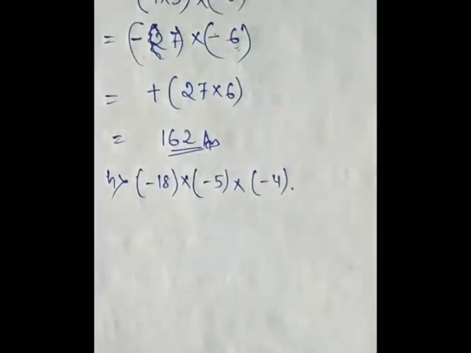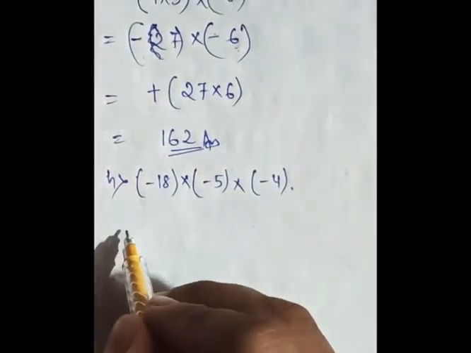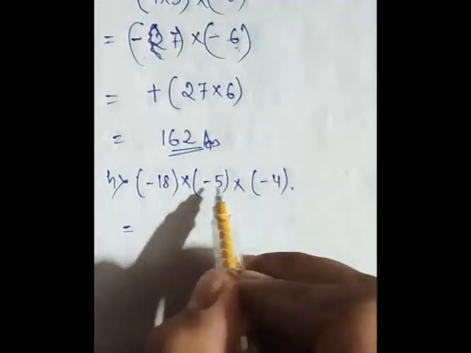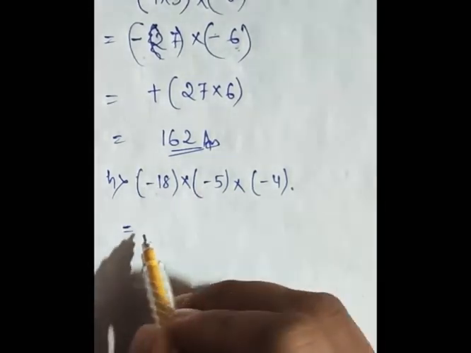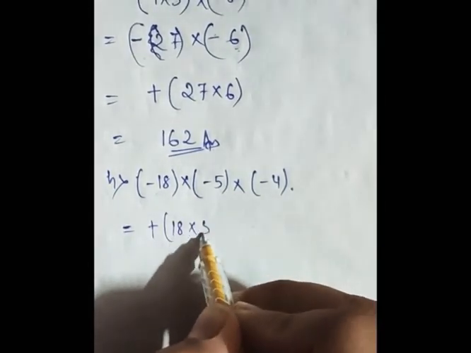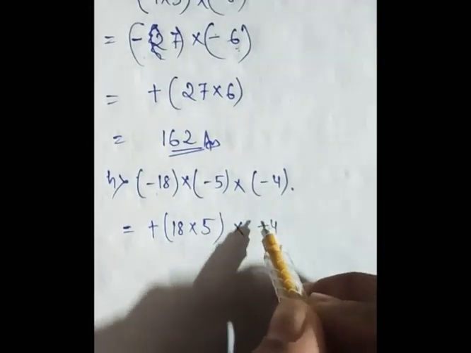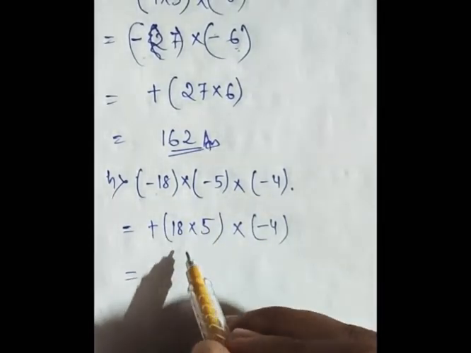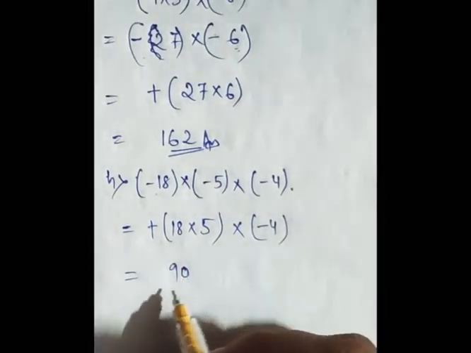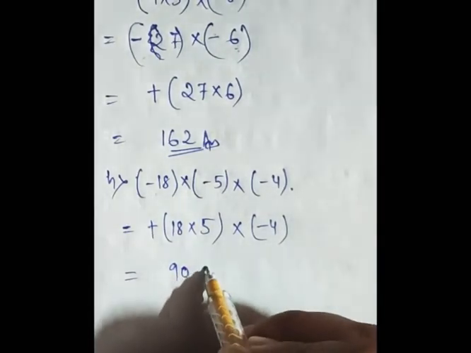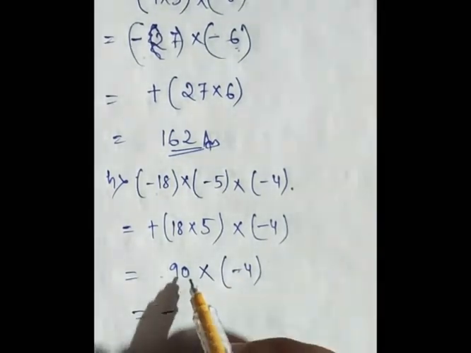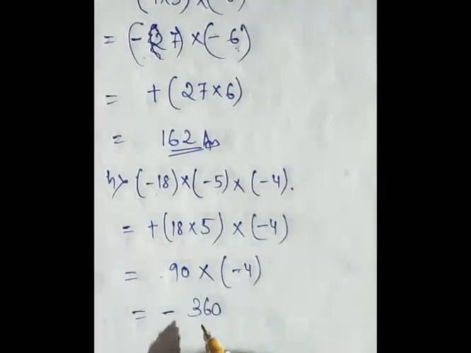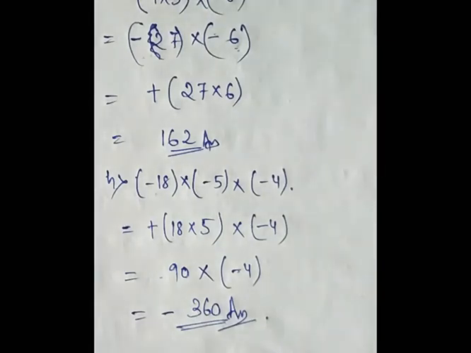The next question is H. To solve this, as I have mentioned, you look first at two integers. Here both integers are negative, so minus into minus is plus. 18 into 5 into minus 4, the remaining one. Now 18 into 5 is 90, into negative 4. So plus into minus is minus. 4 nines are 36, so the answer is minus 360, right?